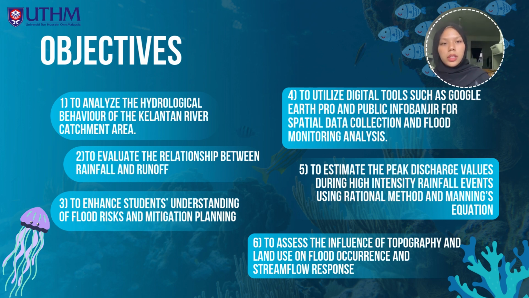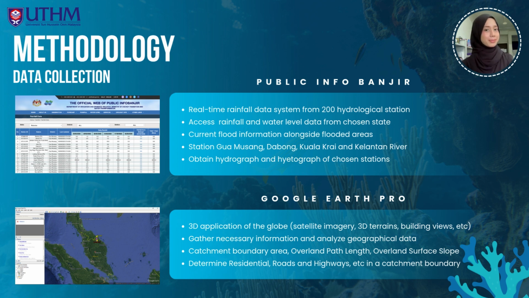The fifth objective is to estimate the peak discharge values during high-intensity rainfall events using the rational method and Manning's equation. The last one is to assess the influence of topography and land use on flood occurrence and streamflow response. So now I'm going to explain the methodology that we used in this project.